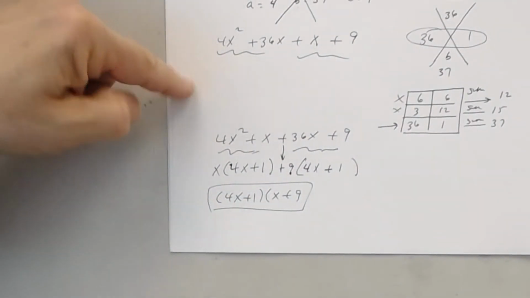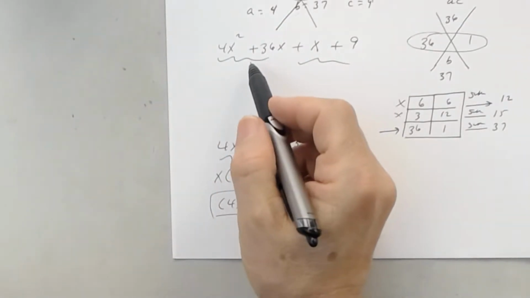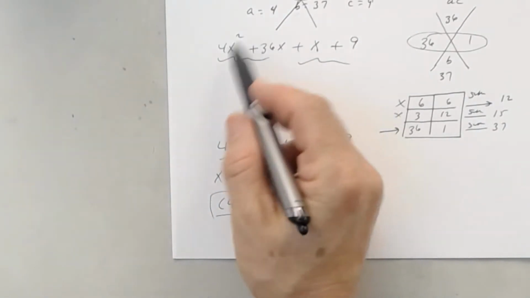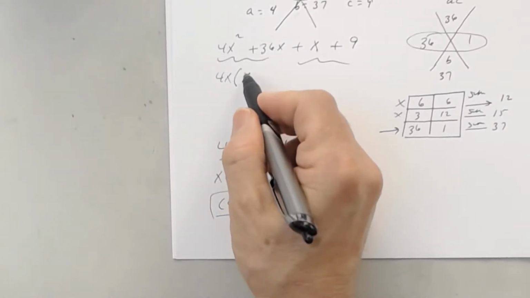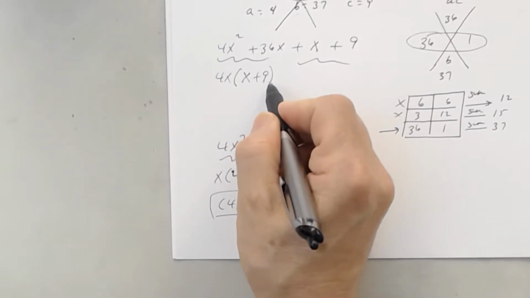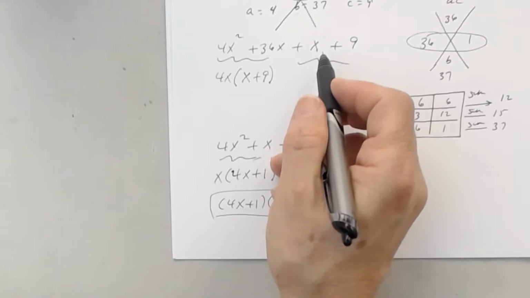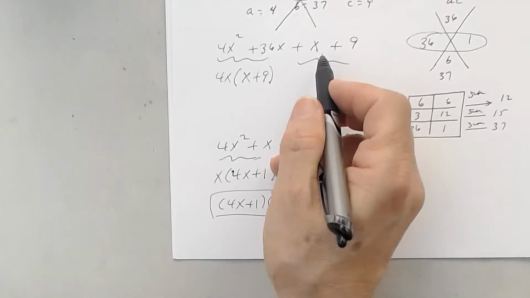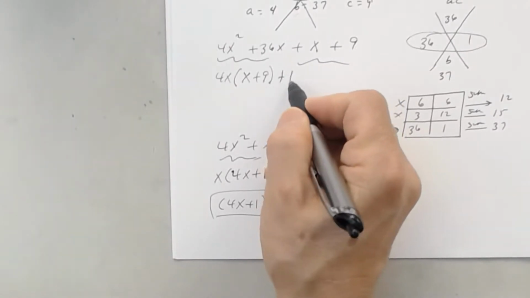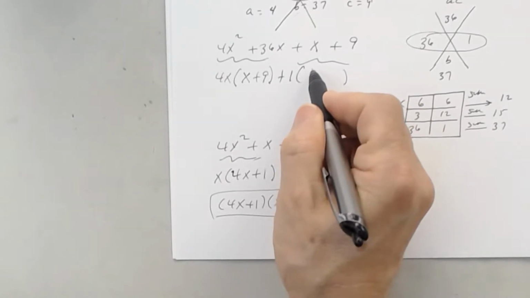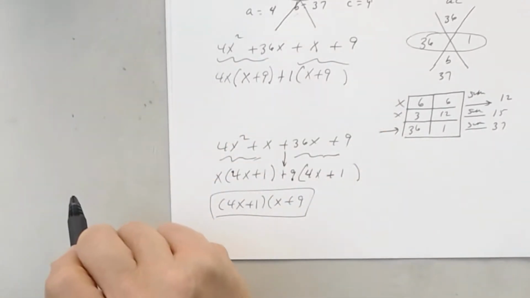If I had done it the other way, put the 36 first, let's see what we get. If I group the first two, what's the GCF of that first group? 4x. 4x times what? X plus 9, right? Now look at that second group. What's the GCF? 1. So you have to factor out the GCF of 1. So you have to say plus 1 times x plus 9.